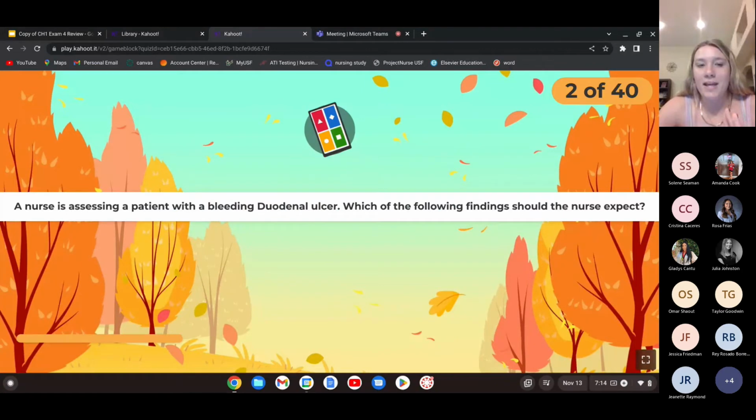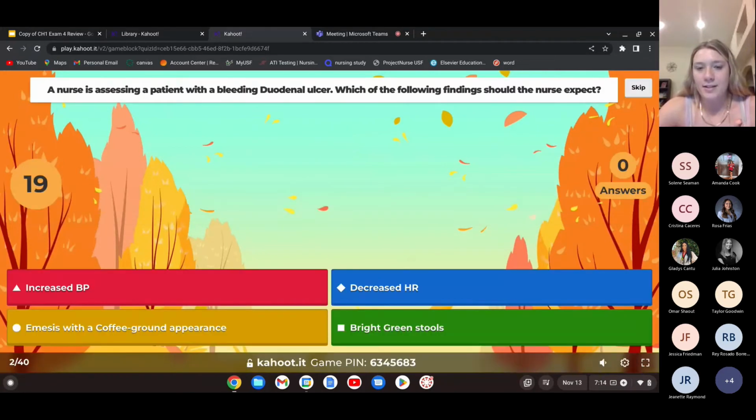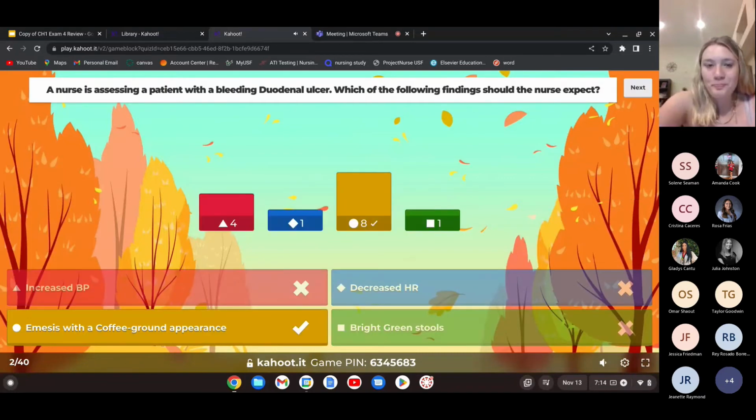A nurse is assessing a patient with a bleeding duodenal ulcer. Which of the following findings should the nurse expect? You have increased blood pressure, decreased heart rate, emesis with coffee ground appearance, or bright green stools. Awesome job, guys. You're going to have emesis with a coffee ground appearance.